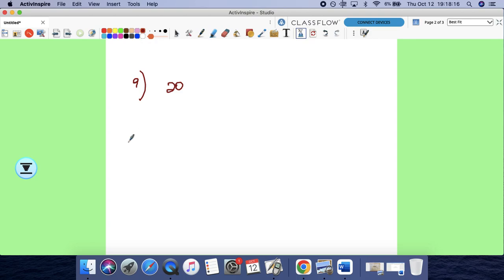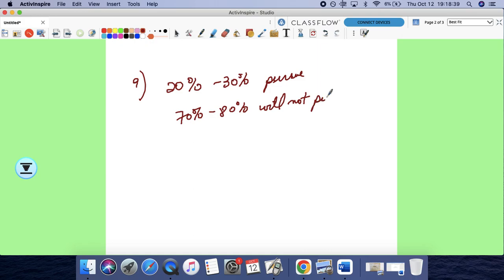So if 20 to 30% pursue, right? That means that's 70 to 80% will not pursue. So the minimum that will not go on to get a master's would be 70%, right? So the minimum. We have a total number of students.